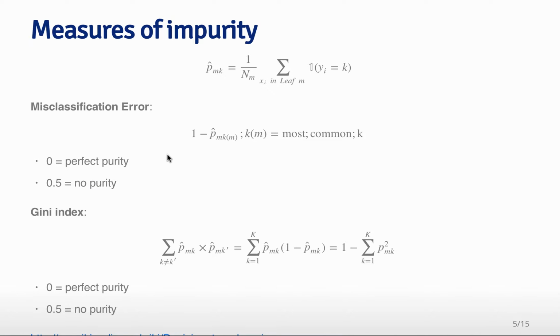within that particular leaf. Similarly, there's something called the Gini index, which is not to be confused with the Gini coefficient in economics, and it's basically 1 minus the sum of the squared probabilities that you belong to any of the different classes. So again, 0 means perfect purity. In other words, one particular class has probability equal to 1, and all the other classes have probability equal to 0. 0.5 means no purity.